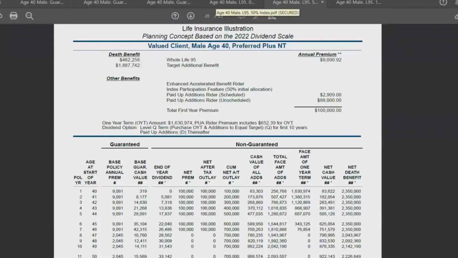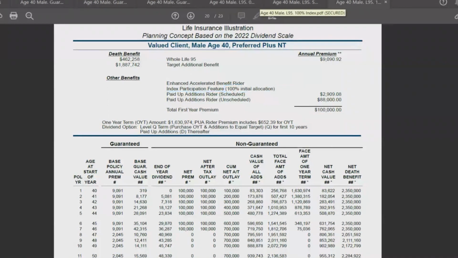Let's look at the next illustration. Identical from a design standpoint. When we look at where the money's going over here, what do you see? 50% initial allocation. This means 50% of your cash value is tied to the S&P 500 index, and the other 50% is tied to the standard dividend rate, 2022 being 5.65%. Then let's look at one more illustration.